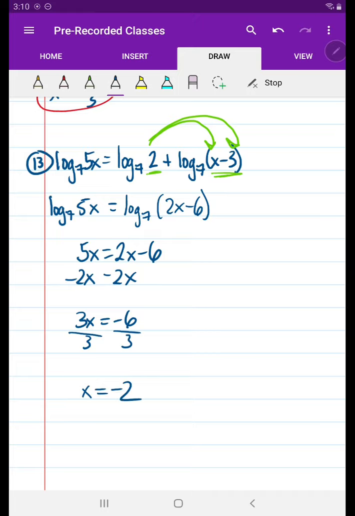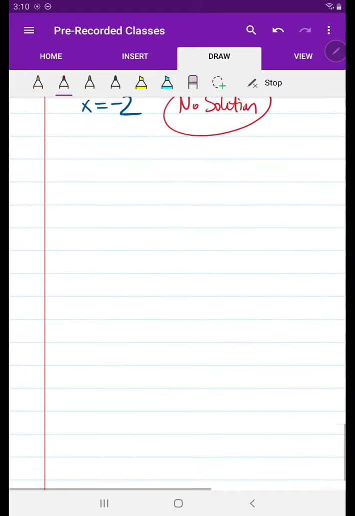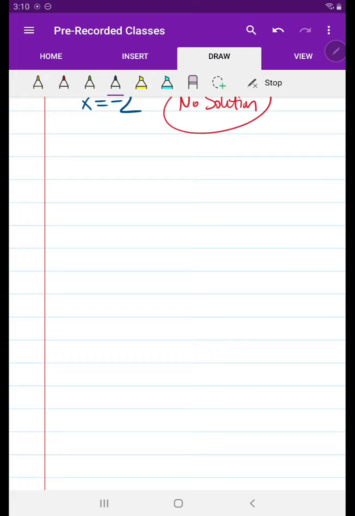Now, for this one, if you were to take x is negative 2 and plug that into your first one, right off the bat, you can see that that would make our argument negative 10, which is impossible. You don't even have to check it in all the other ones. So then from there, because it makes that argument negative, we would say no solution for number 13. So the last example from your classwork is number 14.